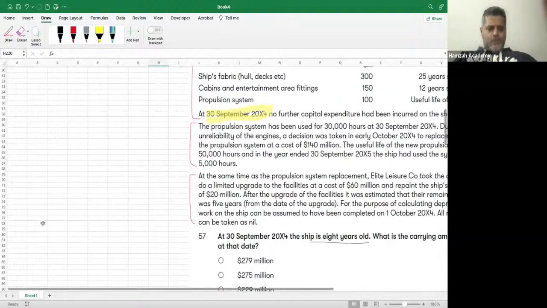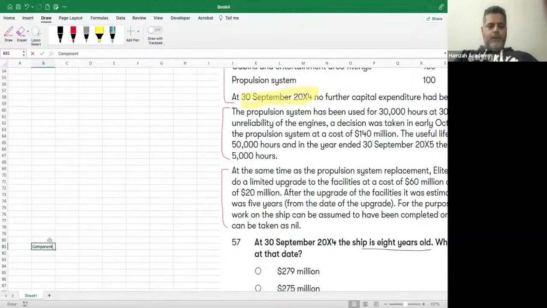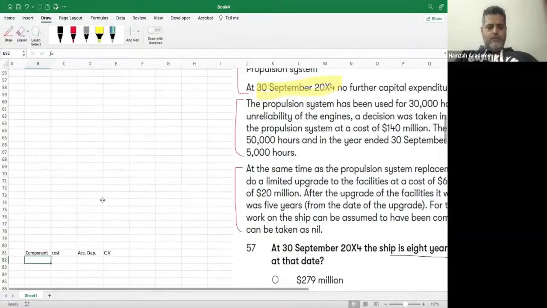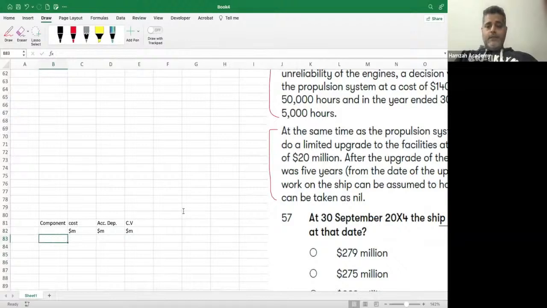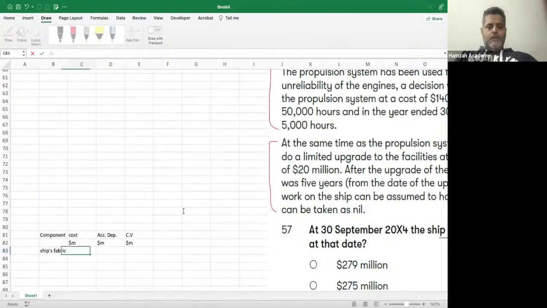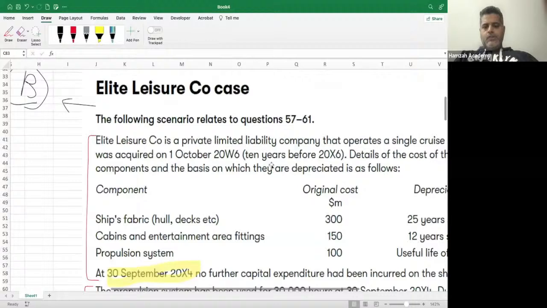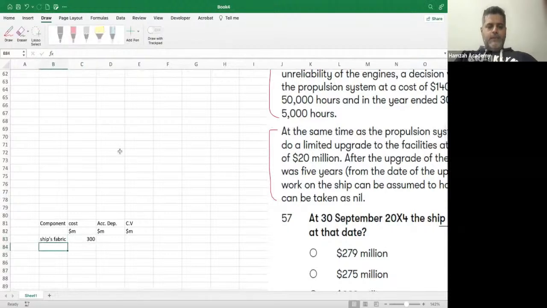Now, the approach is we're going to go over here. We have the component, the cost, the accumulated depreciation, and then the carrying value as well. I have to zoom in a bit more so it will be more visible. As these are in thousands, millions, I'm straight away taking them into millions. So first thing is we have the ship's fabric. The cost is 300 million and the life is 25 years.